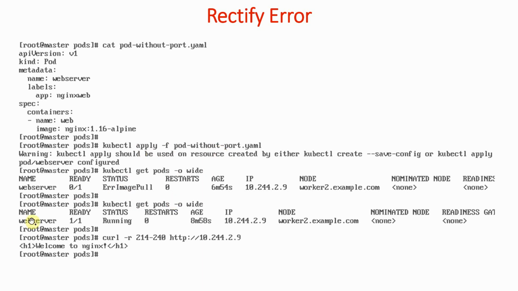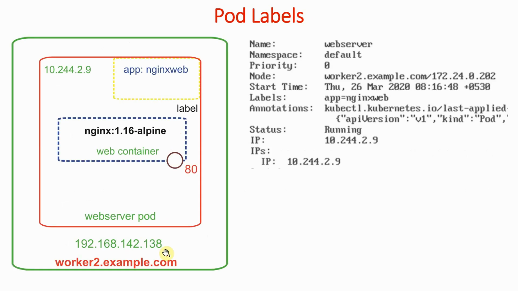Then after some time we will see that web server 1 out of 1 container is running, status is running. That means if you do not specify a proper image name, you will get this type of error. So you can always look at the output of these commands to see what was happening. And please, the best command for troubleshooting is the describe command. And if we run this curl command from our host, it displays 214 to 240 bytes, it is showing the web page.